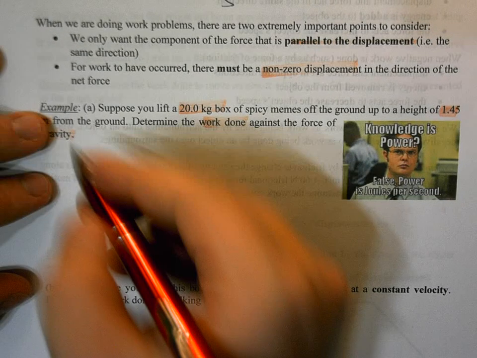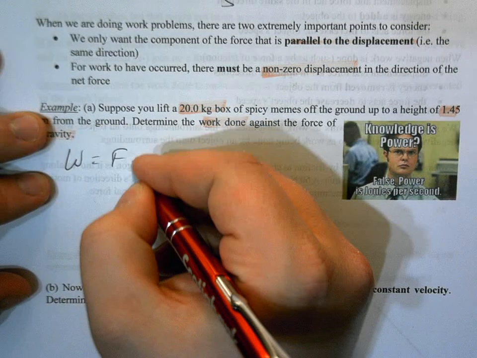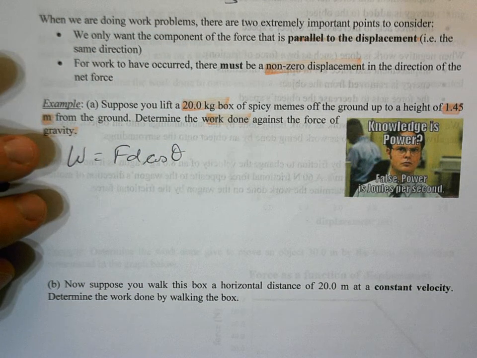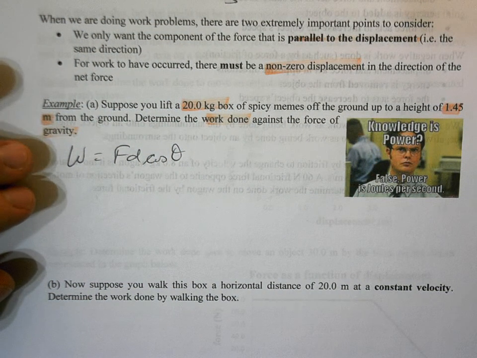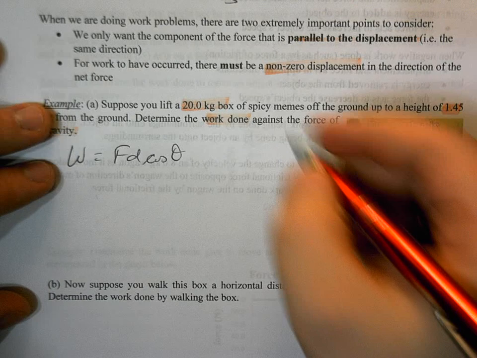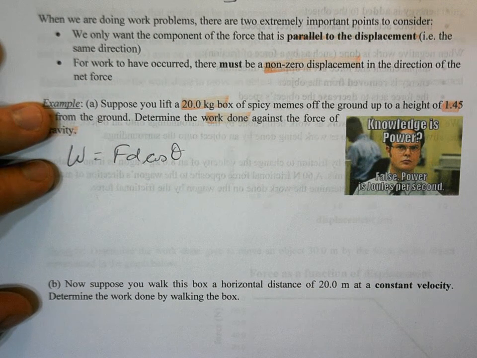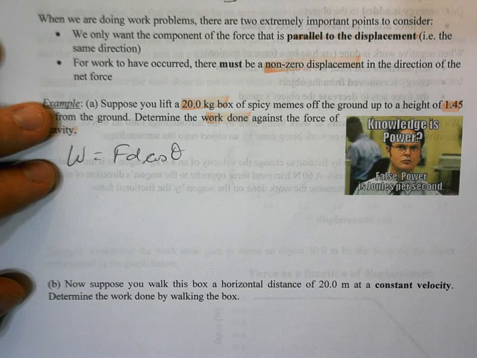Now, we know that work is just going to be Fd cos theta. But in this case, since we're lifting something up off the ground, and we're doing that work against the force of gravity.